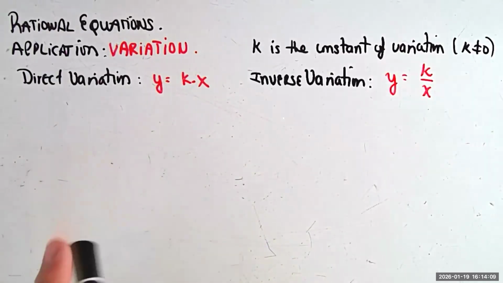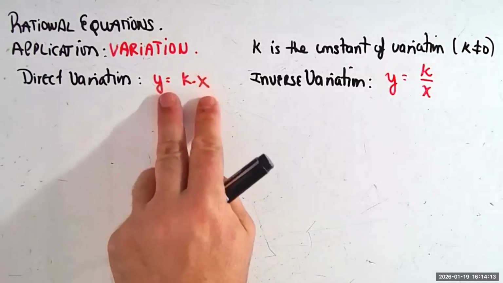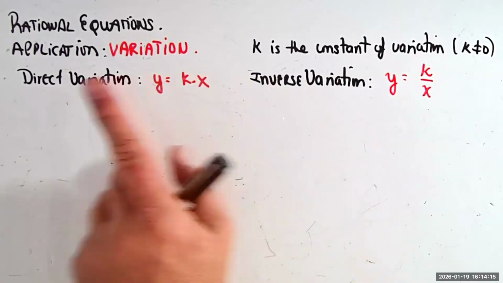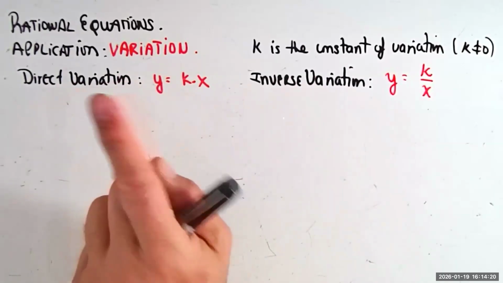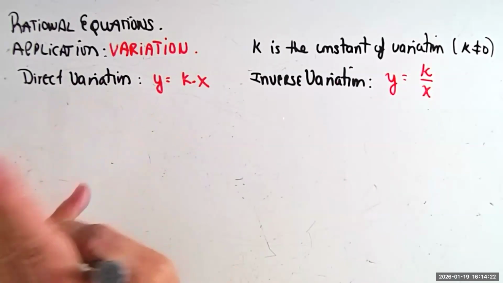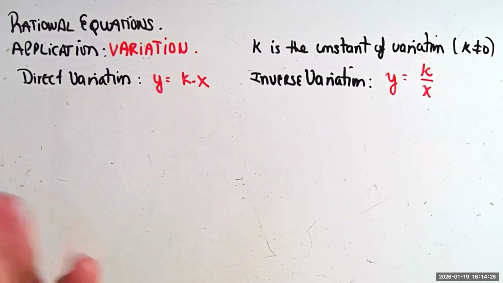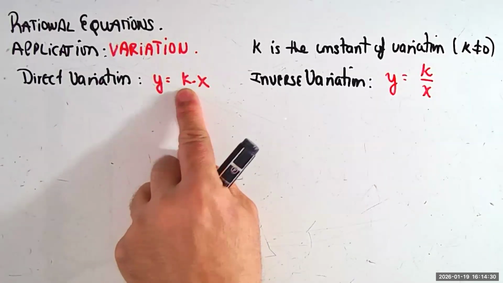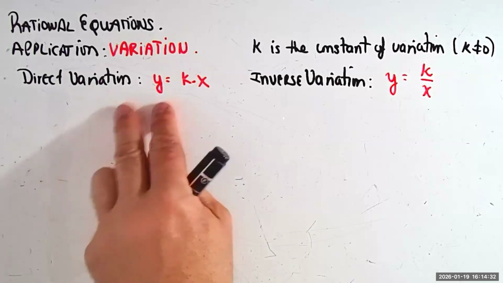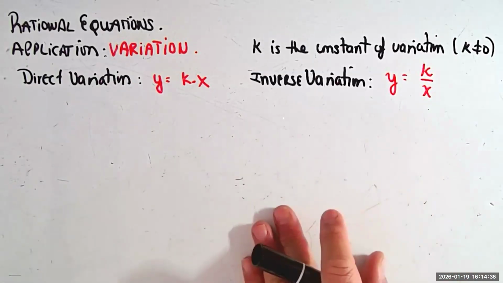Let's focus on direct variation first. It's a very straightforward application. They will give us the assumption, either this or that, so we apply whichever formula. They will give us one combination of x and y, what I like to call a one ordered pair. We substitute accordingly to solve for k, and then we can derive the equation. Likewise with inverse variation.